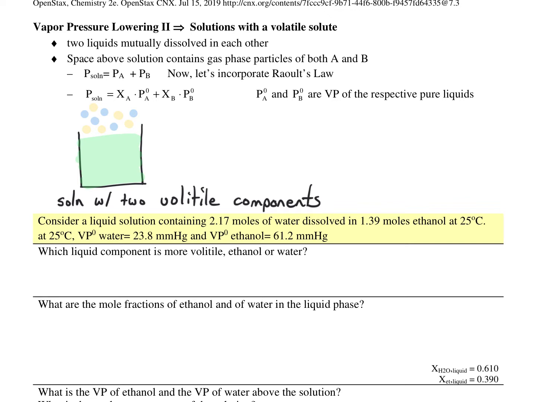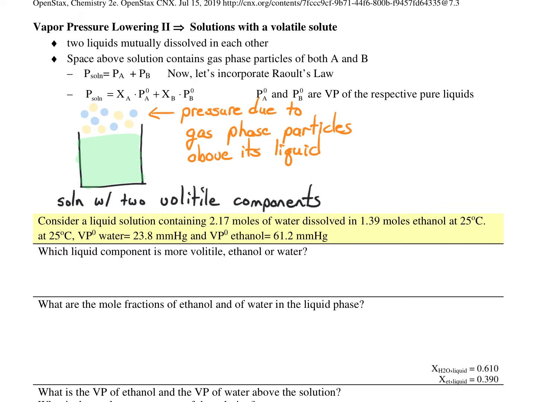That due to only component A is a vapor pressure of A. That due to component B is a vapor pressure of component B. So to calculate the pressure above the solution, we're going to apply Raoult's law twice. Once to component A and another time to the second component.